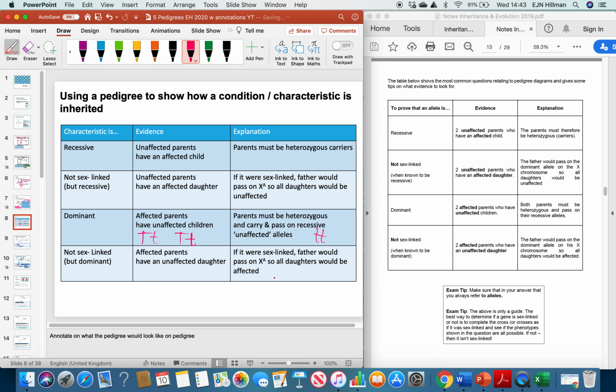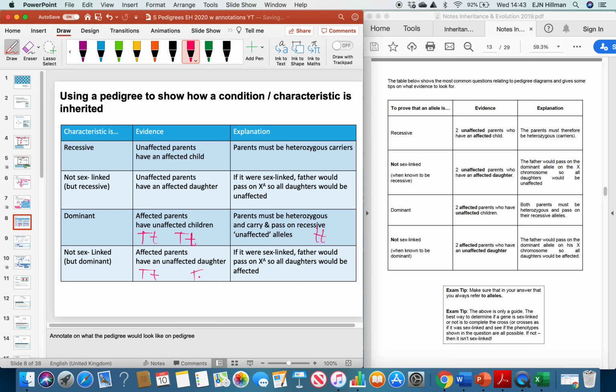Not sex-linked but dominant, so affected parents have an unaffected daughter. Again, the father, if it were dominant, the father would be like so. The mother, affected parents could be not sex-linked. Oh, sorry. Ignore that. I've just drawn a sex-linked to that. So, affected parents have unaffected daughter.